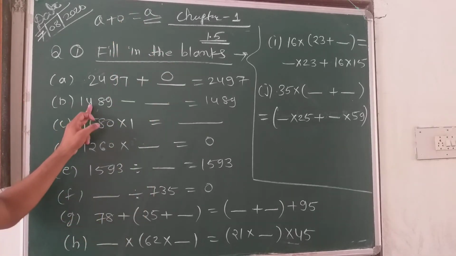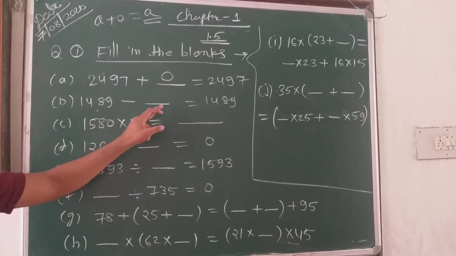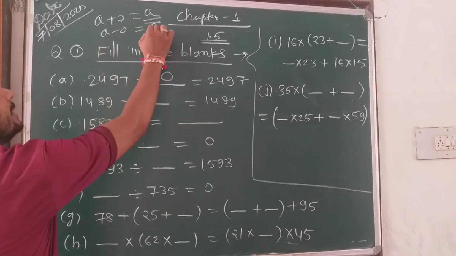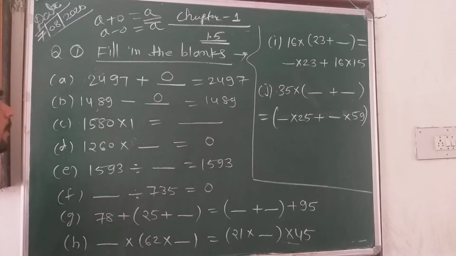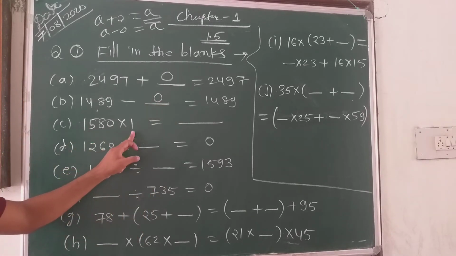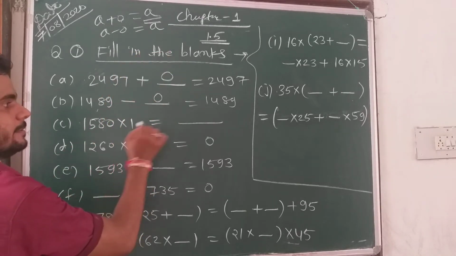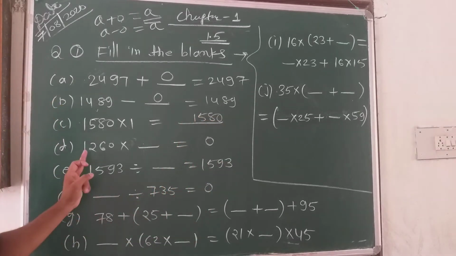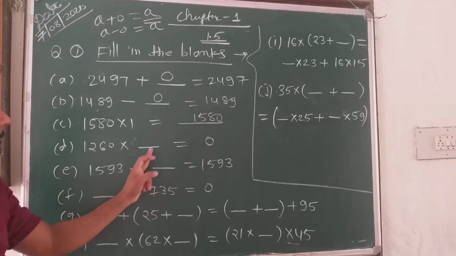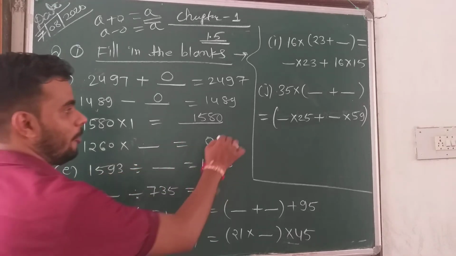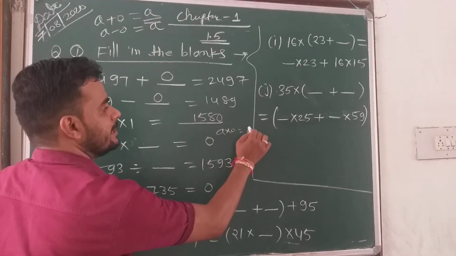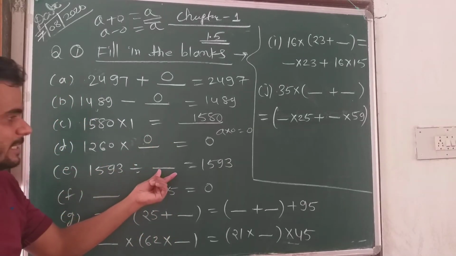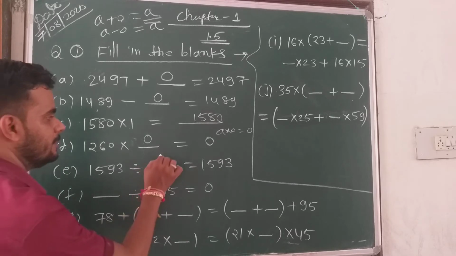1489 minus which number, then the result is the same number? So a minus 0, and the result is also a. So here it is also 0. 1580 multiplied by 1: a multiplied by 1, then the result is also 1580. 1260 multiplied by which number, then the result is 0? Already I told you a multiplied by 0 gives 0. It means 0. And 1593 divided by which number gives the same number? It is also 1.